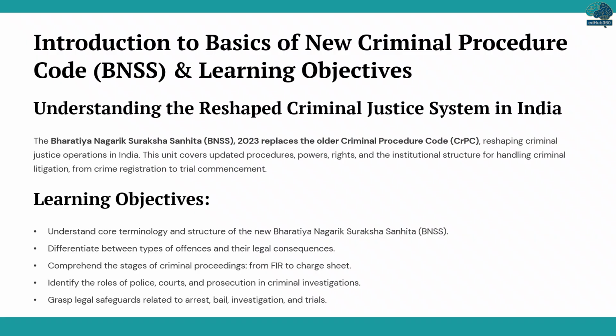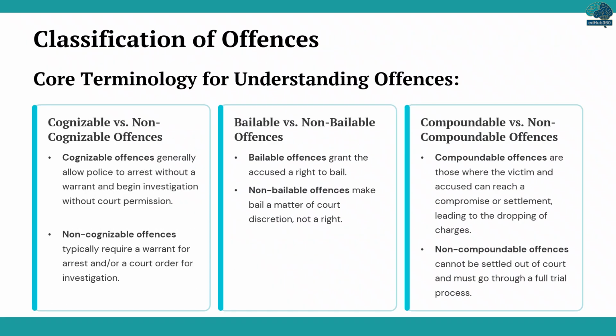Throughout this unit, we'll cover updated procedures, the powers of various authorities, the rights of individuals, and the institutional structure for handling criminal cases, right from when a crime is registered up to the start of a trial. By the end of this session, you'll be able to understand the core terminology and structure of the BNSS, differentiate between various types of offenses and their legal consequences, and comprehend the key stages of criminal proceedings, from the first information report or FIR to the charge sheet.